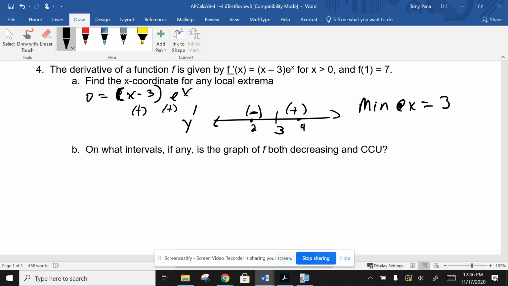Then they went to letter B, and they now want to know where are we both decreasing, which we already know. We're decreasing in this interval here. But also at the same time, are we concave up? So now they're making them go to a second derivative. So we'll take a second derivative.